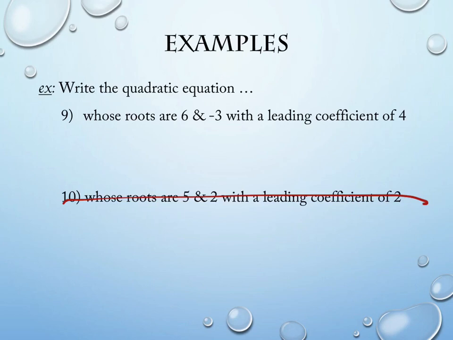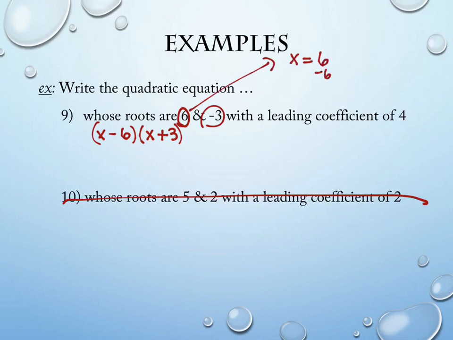So 6 means I'm going to have an x minus 6. -3 means I'm going to have an x plus 3. The signs switch. And again, the reason for that is because this is saying x equals 6, and I'm moving it back on the same side, so I now have x minus 6 equals 0. That's what's happening really behind the scenes. That's how and why the signs are switching.